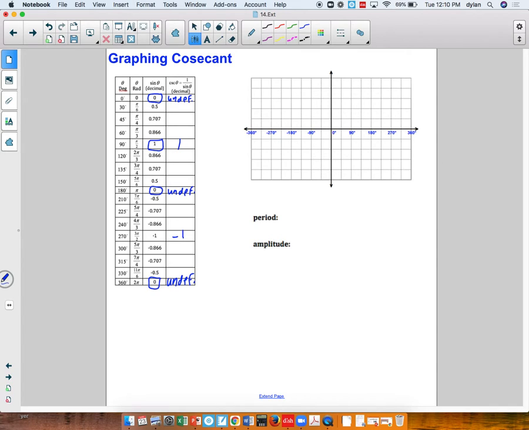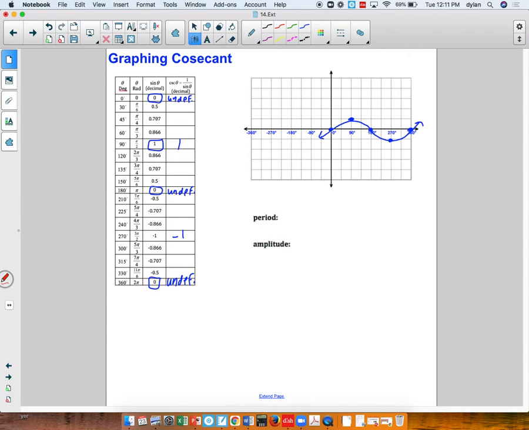So I'm going to start by plotting our sine function first. So we would be at 0, 0, and then at 90 degrees, we're at 1, and then back to 0, and then down to -1, and then back to 0 again. So if I draw in my sine curve here, that'll help us to see our cosecant curve.